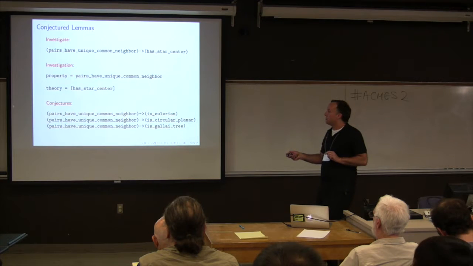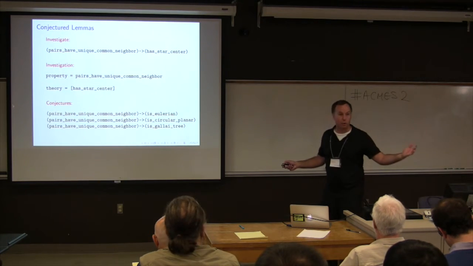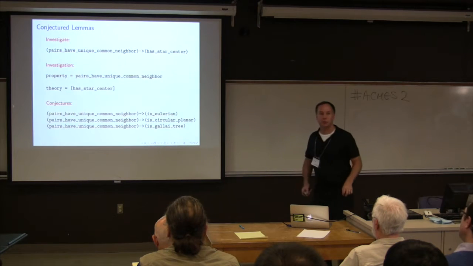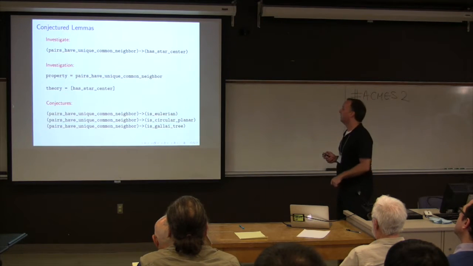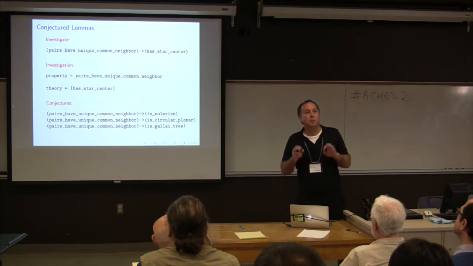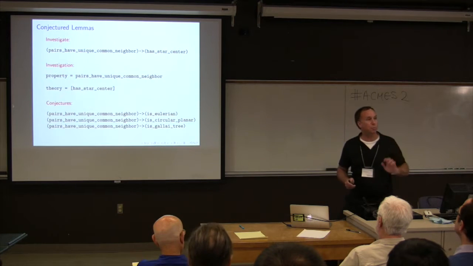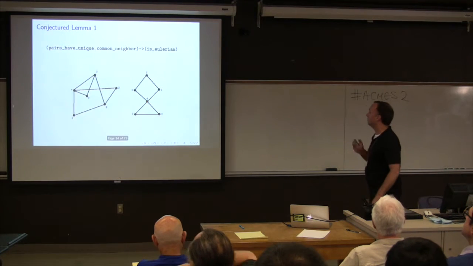If the graph has this pairs property, then it's Eulerian, then it's circular planar or outer planar, and it's a Galley tree, which I still haven't told you what that is. But if you could prove these three things, and that the intersection of these properties is contained in having the property of having a star center, you've got a new proof of the friendship theorem.